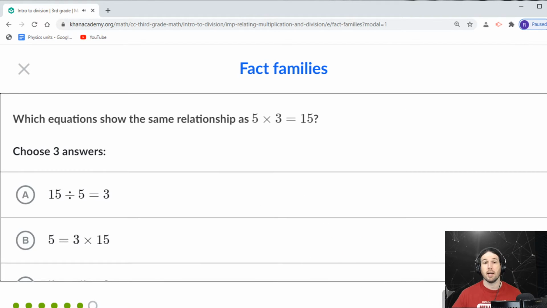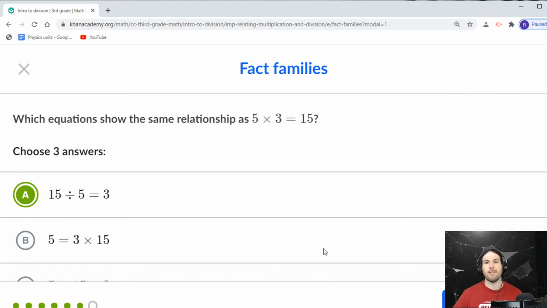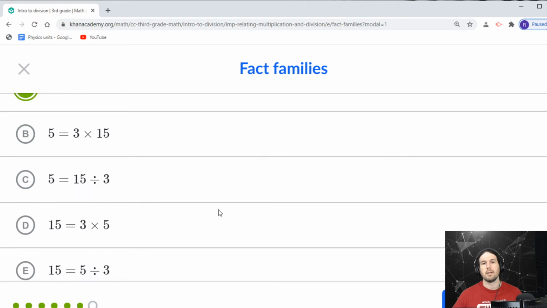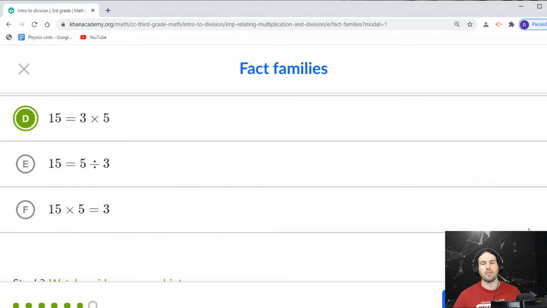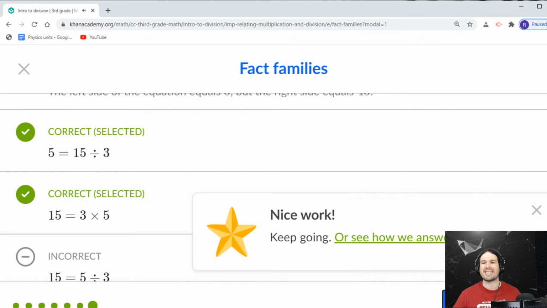All good, I hope. 5 times 3 is 15 because 15 divided by 5 is 3. Also, 5 is 15 divided by 3. There are 3 answers. 3 times 5 is 15. And that is that.